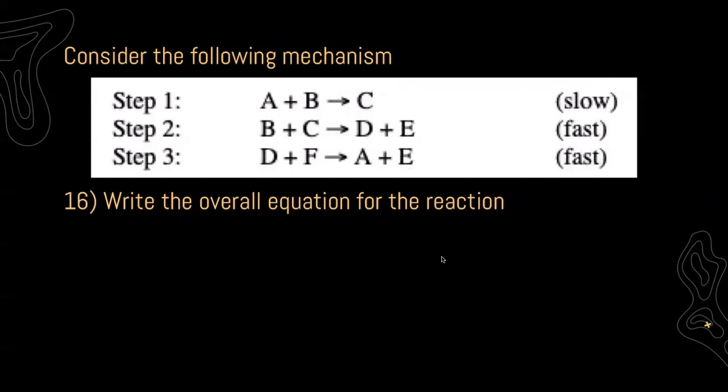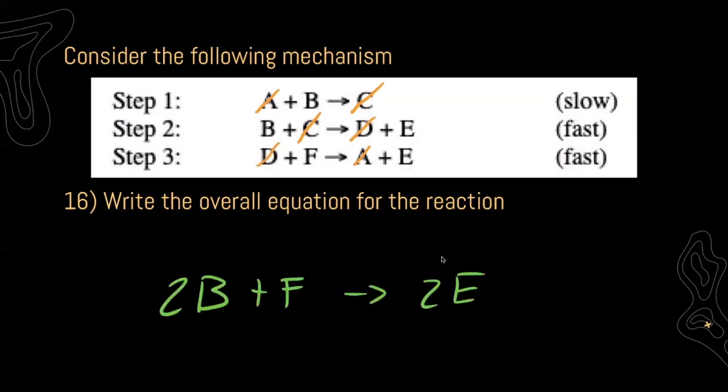Lastly, we have to write an overall equation for our reaction. We're only going to focus on what is being used up and what new things are being made. Looking at all 3 steps, well, our A, while it's being used, it's also being made in step 3. C is being created in step 1, but it's also being used up in step 2. So we can get rid of that one. And D is being created in step 2, but being used up in step 3. Adding everything that is left over, we end up with 2B plus F will give us 2E.